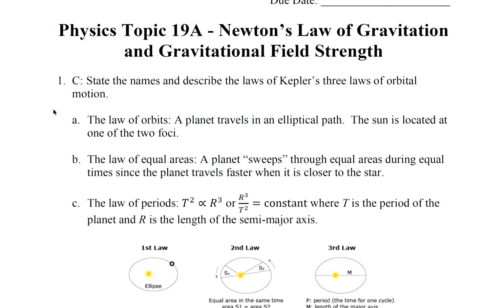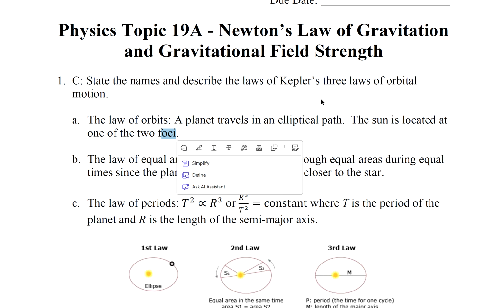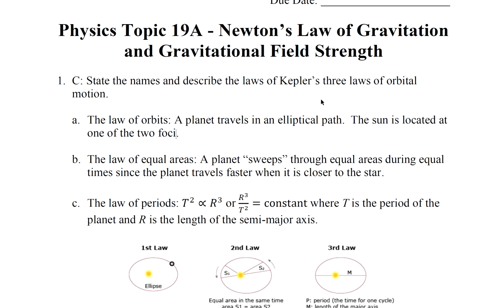So the first law is the law of orbits. A planet travels in an elliptical path, and the sun is located at one of the two foci. If you don't know what these mean, go online and find out the meaning of ellipse. It's like an egg shape. Understand the meaning of a foci. It's one of the 2 points in an ellipse.